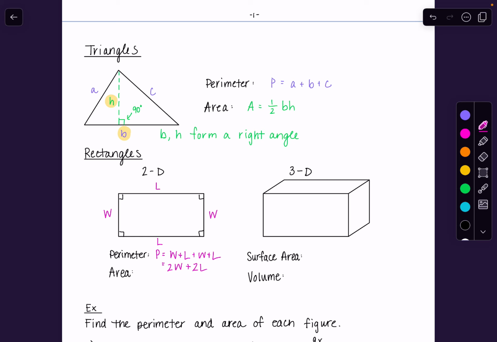Okay. And then our area of a rectangle we've also talked about, but W and L form that 90-degree angle. So what we're going to do for the area is just multiply the two. The area is the length times the width. And that's actually where the area formula for a triangle comes from, because if you notice, if you cut this rectangle right down from corner to corner, it forms two triangles. So a triangle is half the area of a rectangle. 1/2 the base times the height. So that's where that connection comes in.